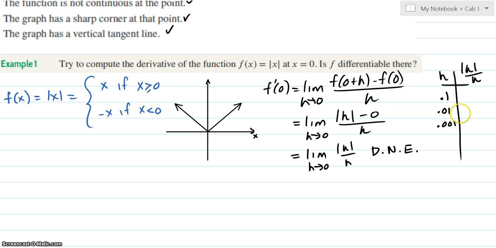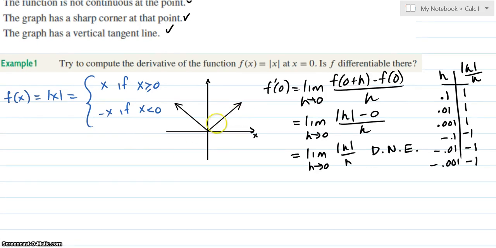You can see why, because when you're going on the right side, 0.1, this would be 0.1 over 0.1, right? 0.01 over 0.01, and even 0.001. But on the left, if you look at negatives, the numerator would be positive 0.1, but the denominator would be negative. So you can see that the left is not equal to the right.